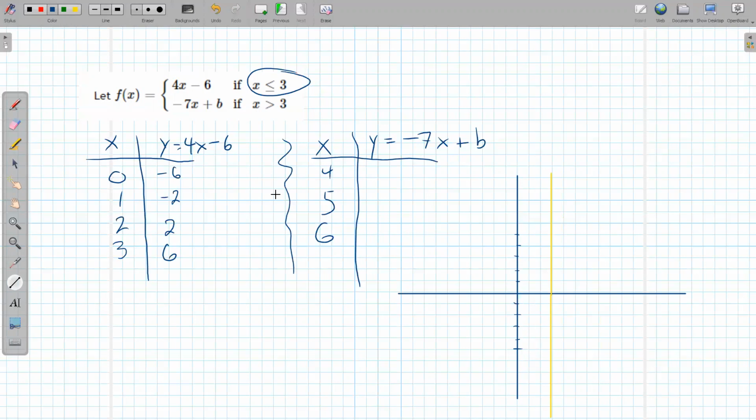So let's see, I lost track. Where is negative 6? 1, 2, 3, 4, 5, 6. There we go. So there's my negative 6 right there, and then the slope goes up 4. So 1, 2, 3, 4 over 1, right? And that point is definitely part of this function here because it's less than or equal to up there. So I get that there.